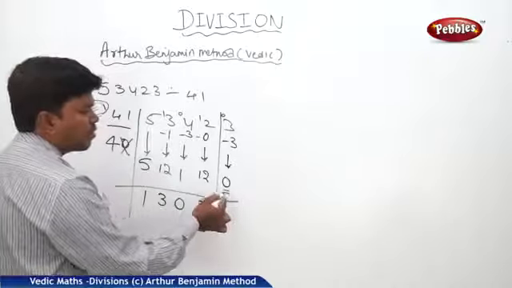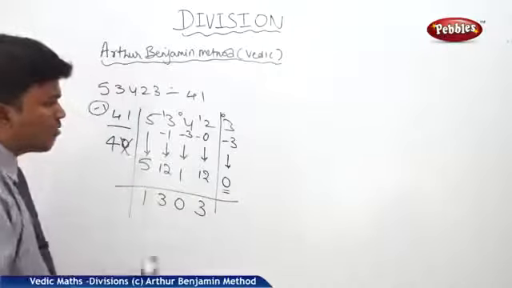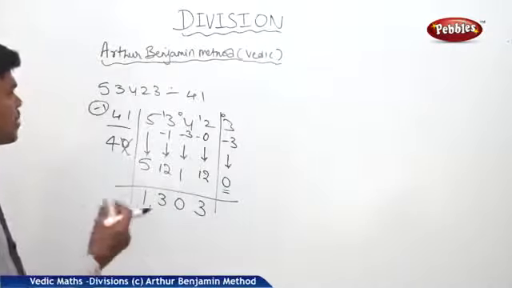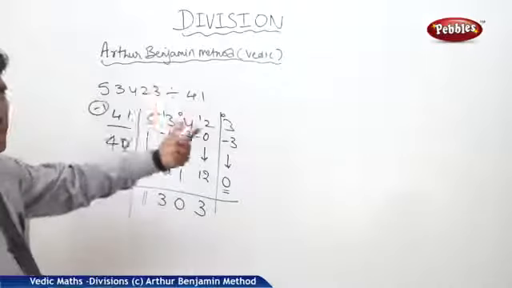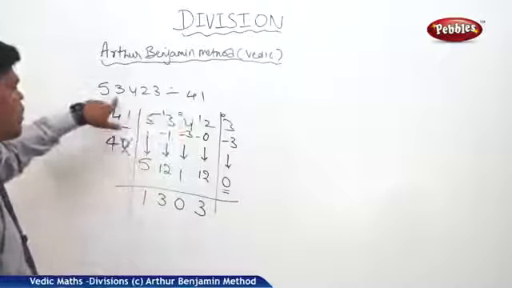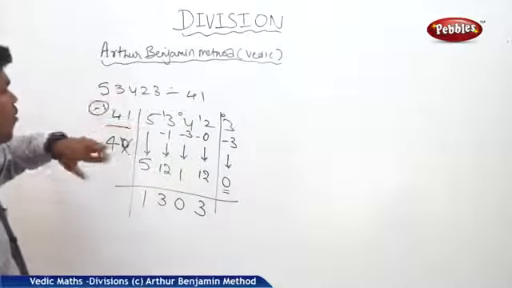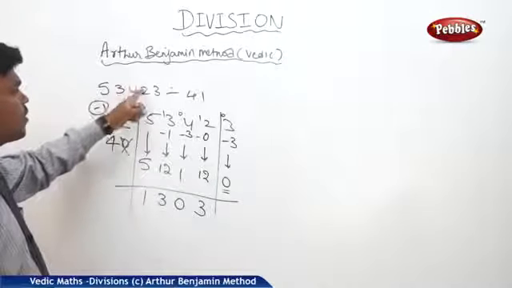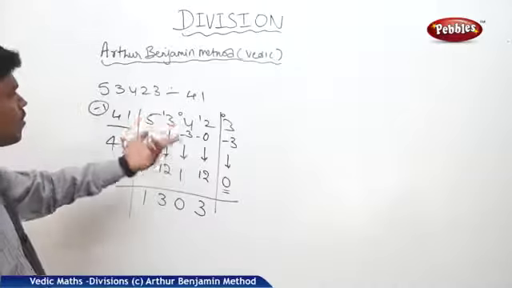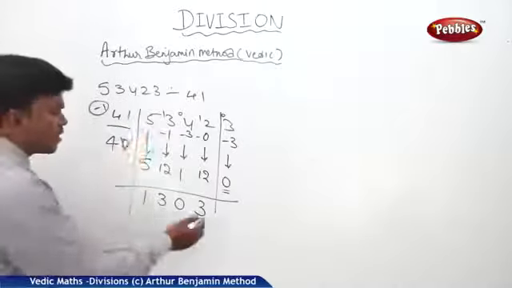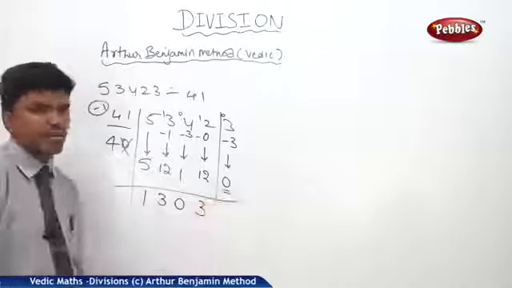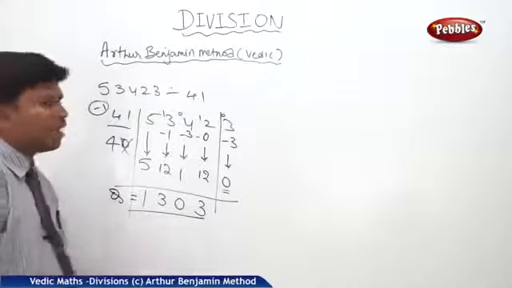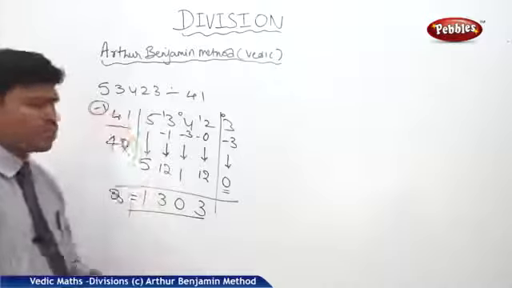If I am getting the remainder 0, what is the meaning? I am going to get the exact answer here. You can simply check once. Suppose I check in the mind by multiplying the table, 41 ones are 41. 41 3s are 123. So my answer is 1303. Exactly. Whenever I am getting 0 remainder here, it means that my quotient, that is 1303, is exactly divisible here. So there is no remainder.